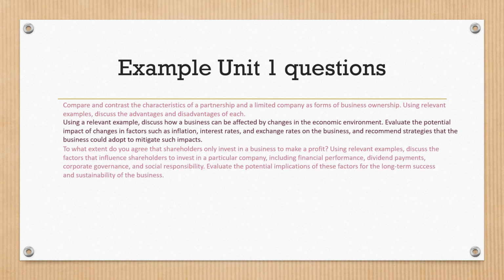Third question: to what extent do you agree that shareholders only invest in a business to make a profit? Using relevant examples, discuss the factors that influence shareholders to invest in a particular company, including financial performance, dividend payments, corporate governance, and social responsibility. Evaluate the potential implications of these factors for the long-term success and sustainability of the business.